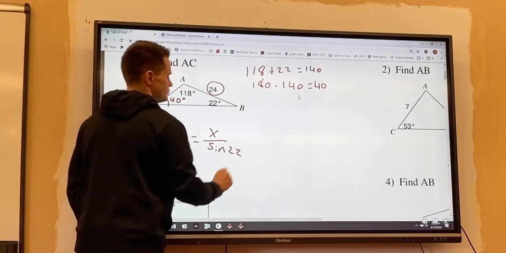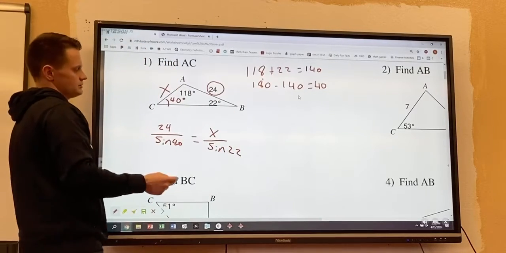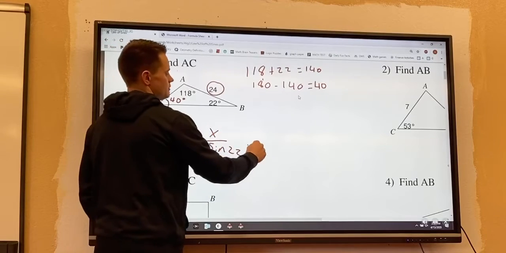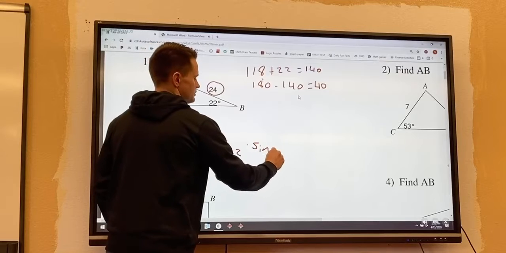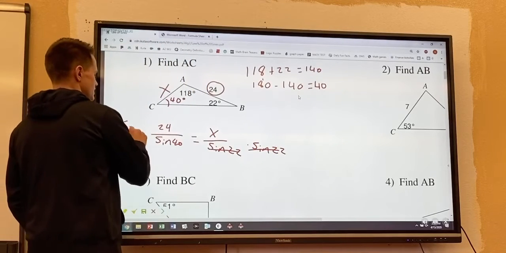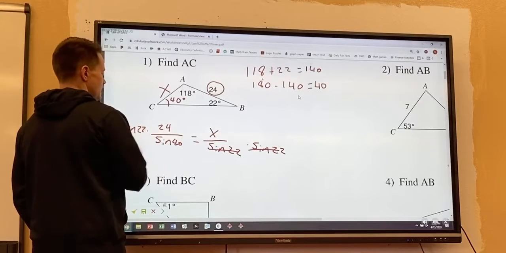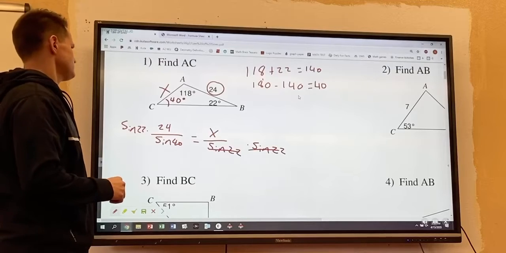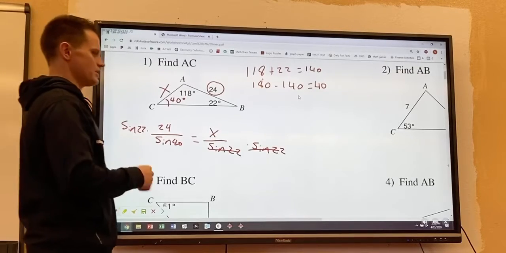which is 22. Okay, from here, all I'm going to do is multiply. I've got to isolate x. In order to do that, I multiply by my denominator, multiply by sine of 22, it cancels here, and so now I have sine of 22 times 24 over sine of 40, and I can't remember exactly what it works out to be, but I think it's 13.